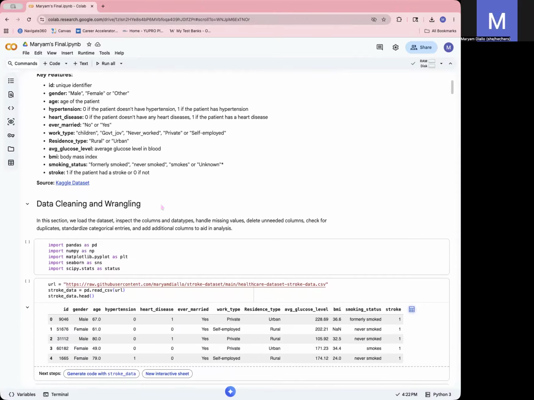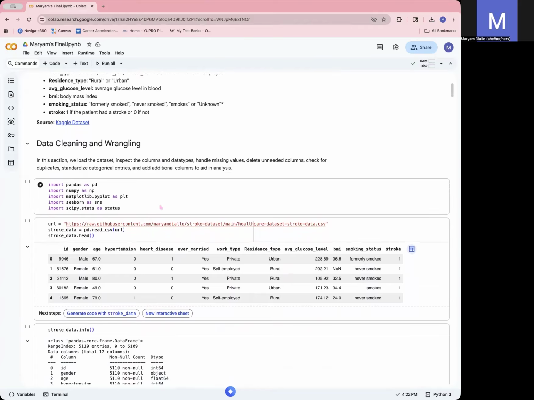First thing I did was import the libraries that I'll be using, so Pandas and NumPy for data manipulation, Matplotlib and Seaborn for visualization, and then stats for statistical testing.